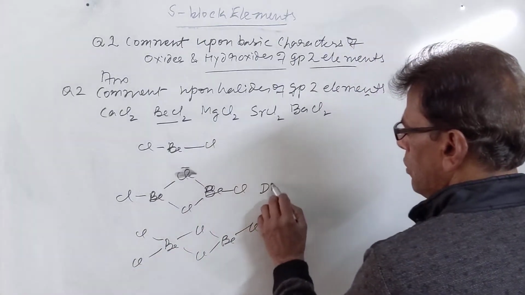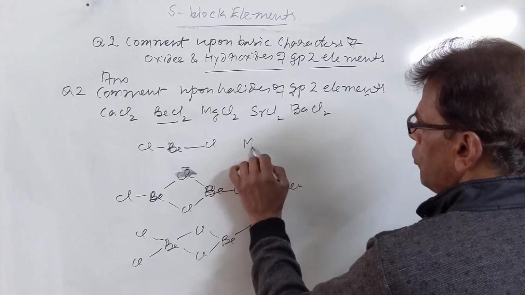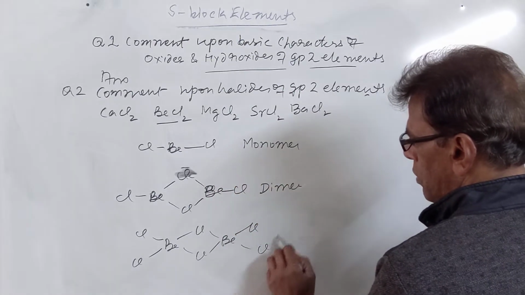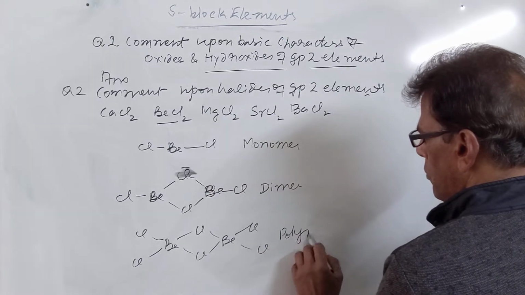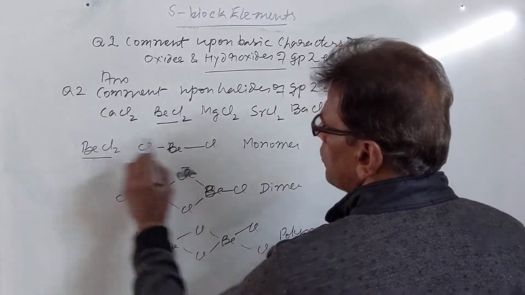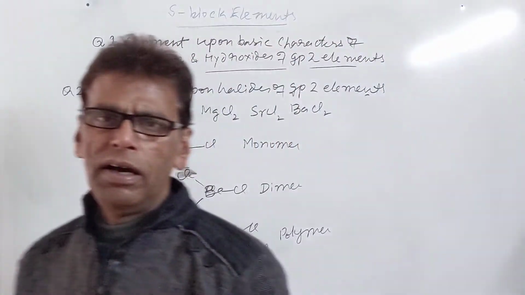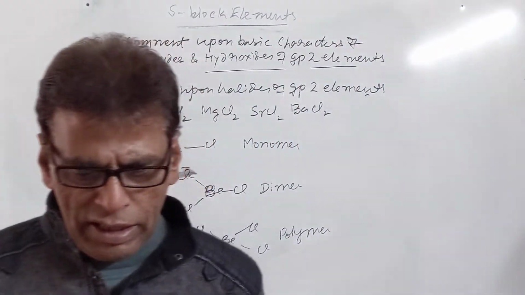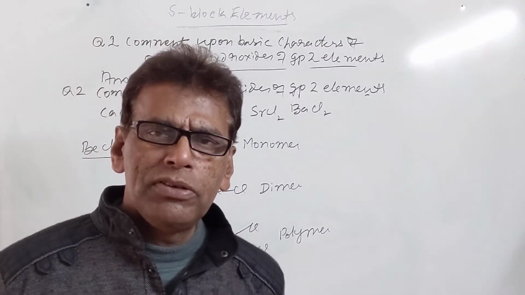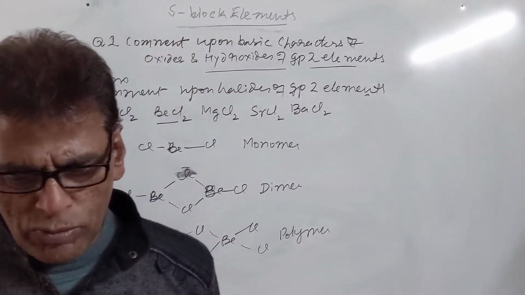This is dimer, this is monomer, and this is polymer of BeCl2. The other halides have ionic character due to their larger sizes. Then we have a question, comment upon the stability of sulfates of group 2 elements.